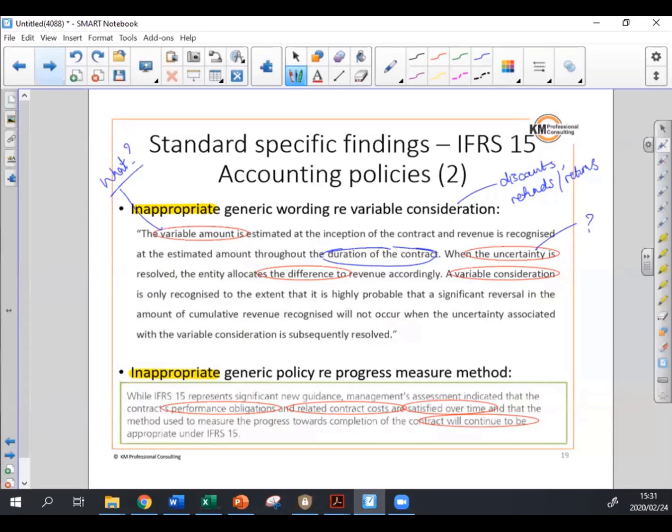When that's resolved, the entity allocates the difference. Now, I know sometimes it would be obvious, but the difference would be the discount that would have been allowed, or the refund, or whatever. You get where I'm going. And then variable consideration is only recognized to the extent, and here it goes into the wording that I would want to see, but after you've told me what variable consideration you have.